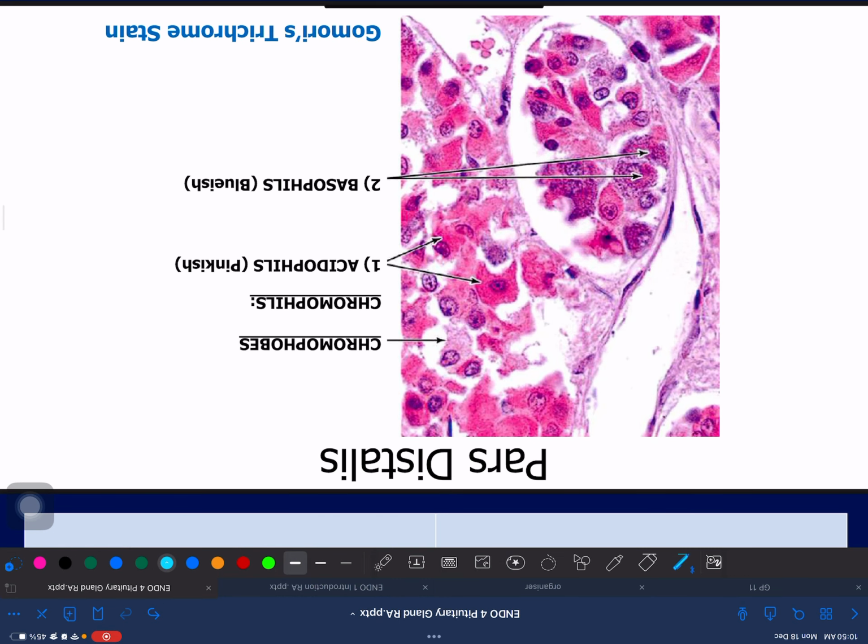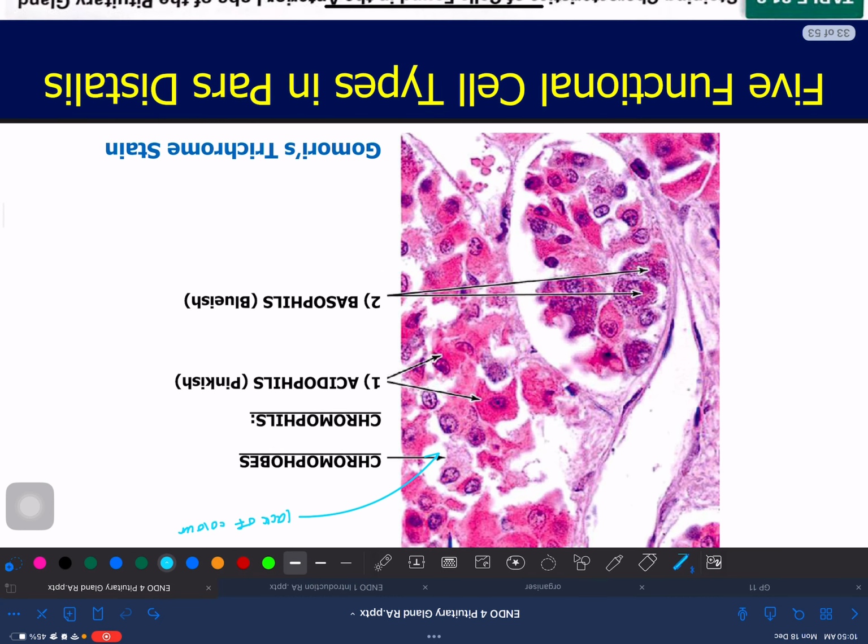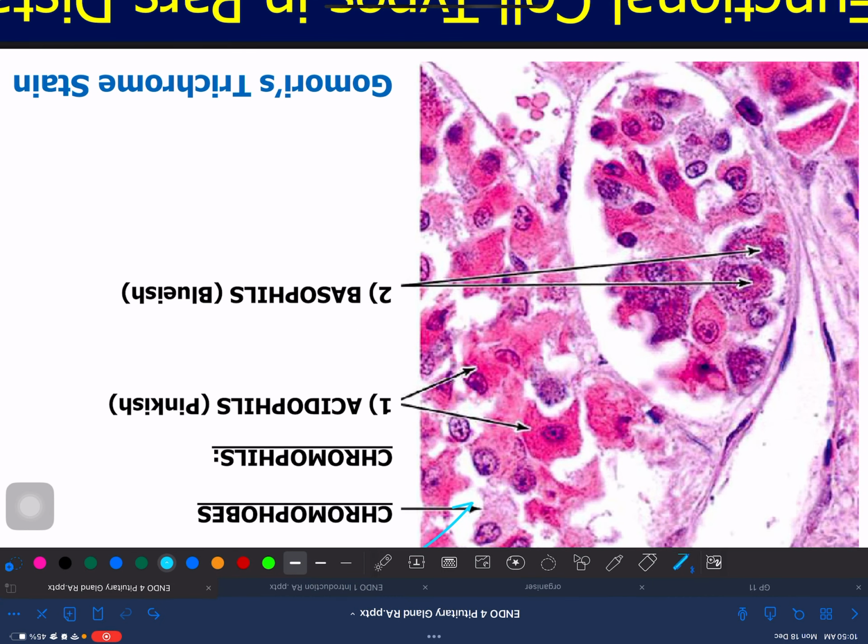Okay, so for example this is a chromophobe cell at the pars distalis. Okay, this is the acidophil and also basophils. Okay, so this is another basophil. Okay, acidophil. So this looks like the chromophobes. Okay, but this is a special stain, Gomori trichrome stain.